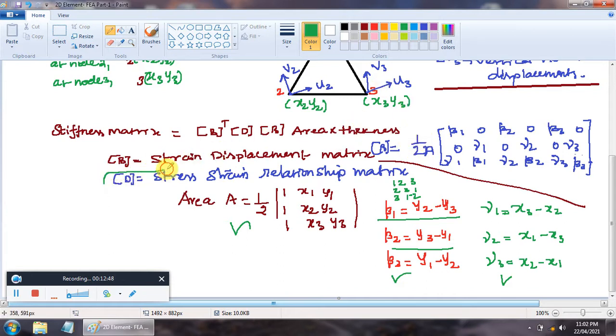In the next video, we will see how to find the stress-strain relationship matrix. It can be found in two ways, considering the problem as a plane stress problem or a plane strain problem. That we will see in the next video. Thank you.